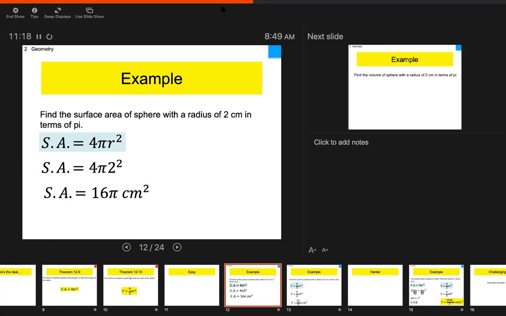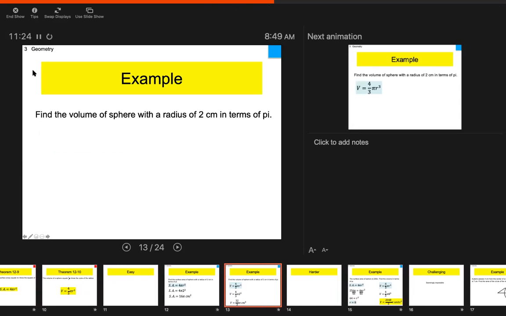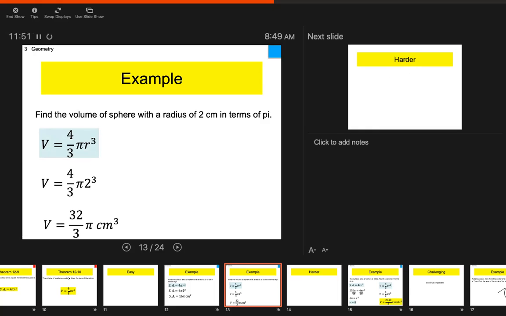All right, let's do volume one. This is also an easy one. Just find the volume of a sphere with a radius of 2 and leave it in terms of pi. So it's the same thing, just with the volume formula. The volume formula is 4/3 pi r cubed. We got a radius of 2. Don't overthink this. Just plug in 2 for your radius. 2 cubed, 2 times 2 times 2 is 8. 8 times 4 is 32. So we got 32/3 pi centimeters cubed. No big deal. Now that's an ugly fraction, but no big deal.